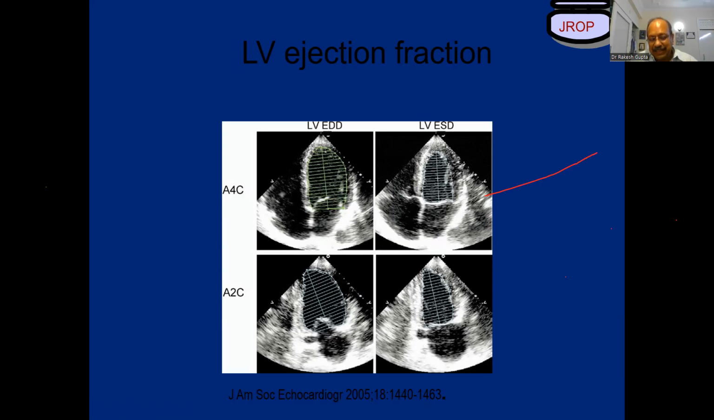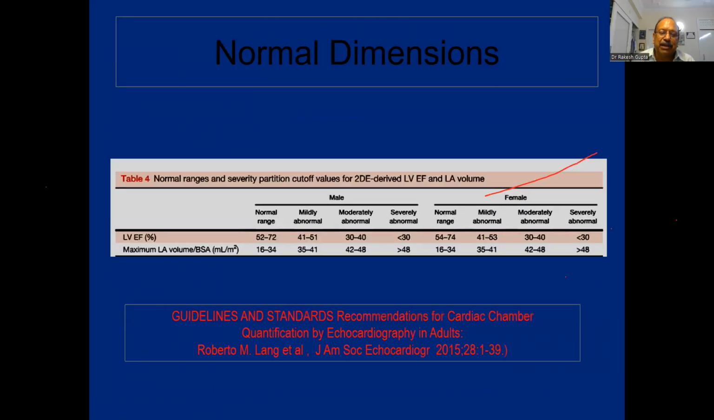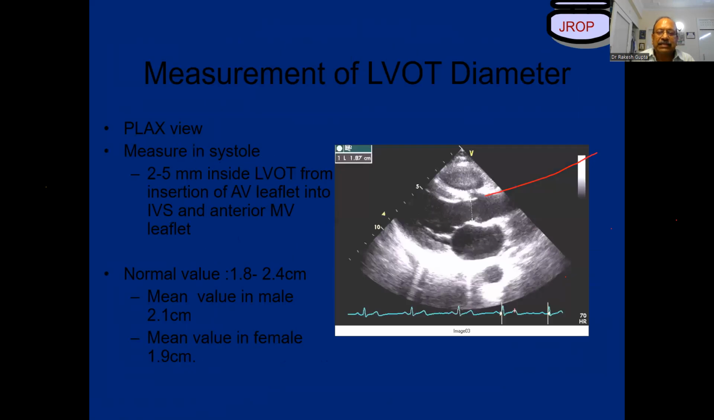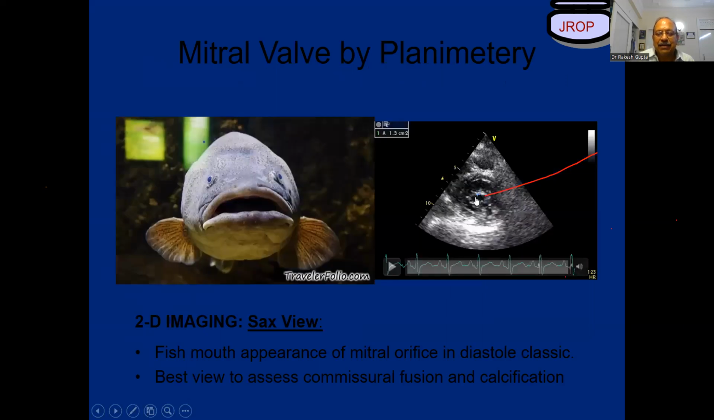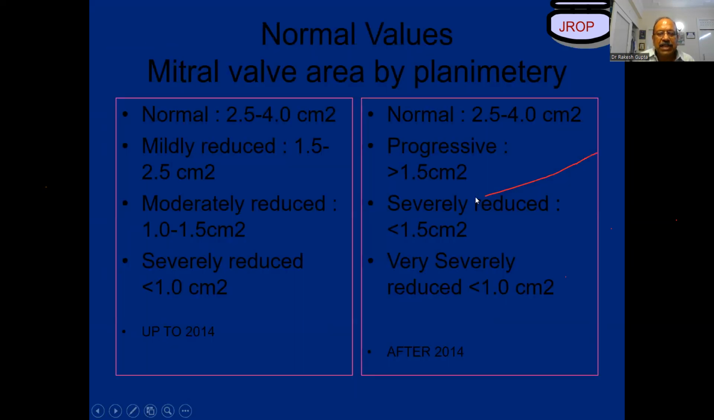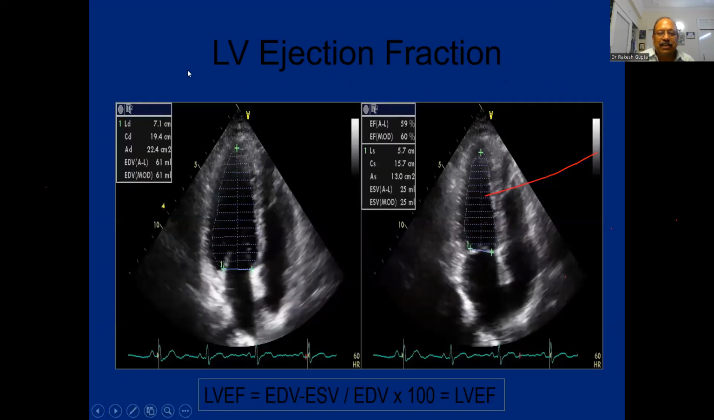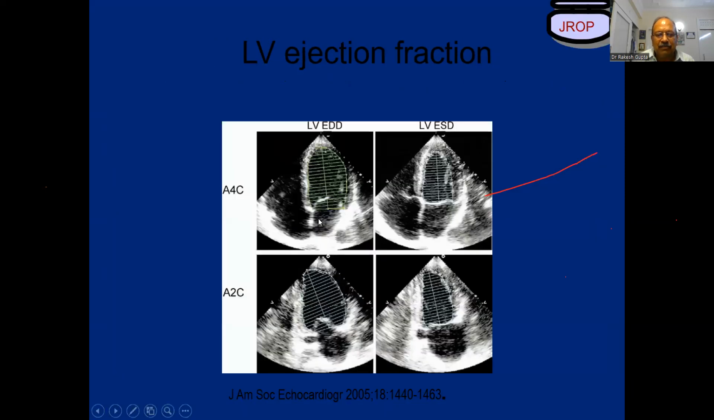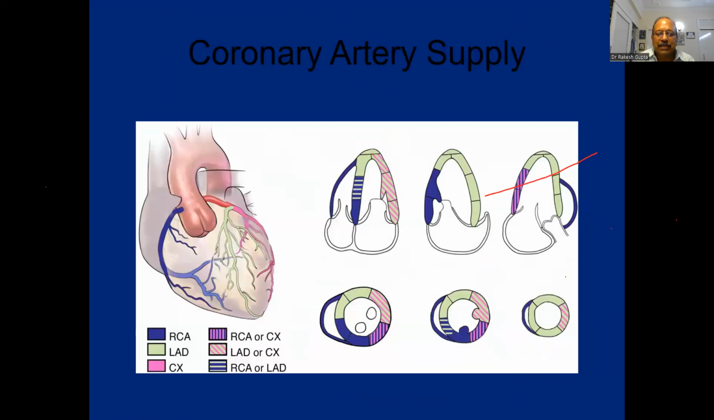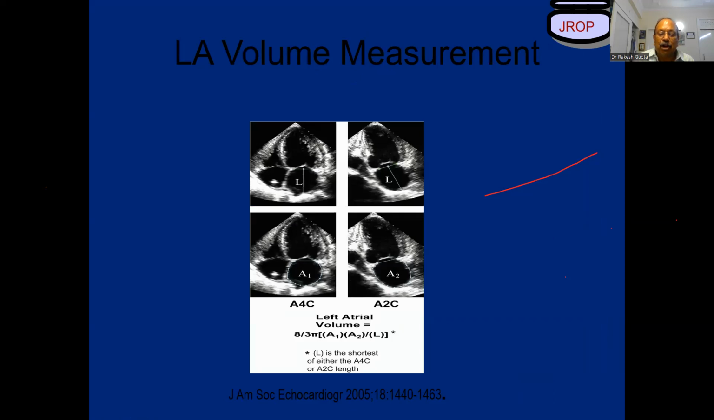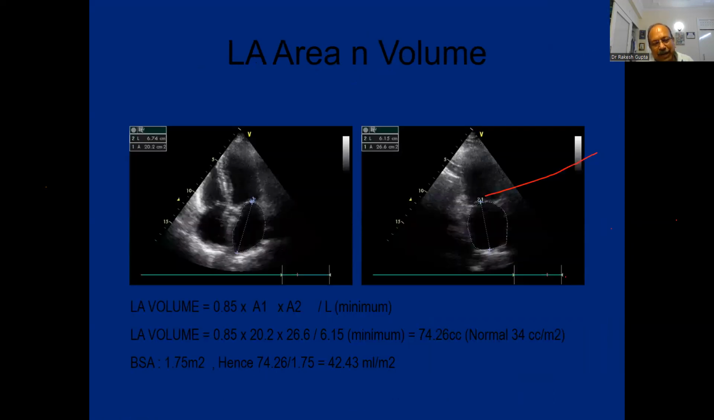Yes. To a large extent, these measurements are important. I'll pick them up one by one. LVOT dimension is very useful for calculating stroke volume and aortic valve area by the continuity equation. Two, mitral valve area for mitral stenosis. Three, LV ejection fraction, a day-to-day example. Then blood supply is a very important phenomenon. LA volume is always needed for diastolic function evaluation.